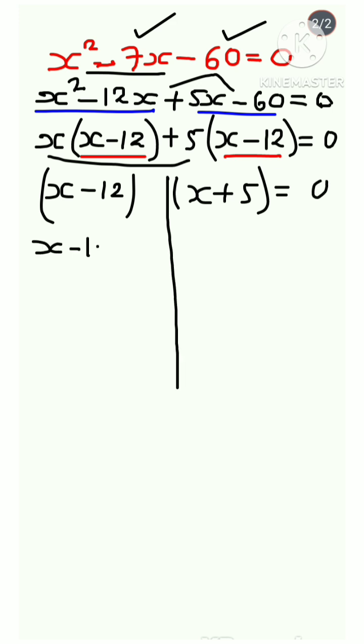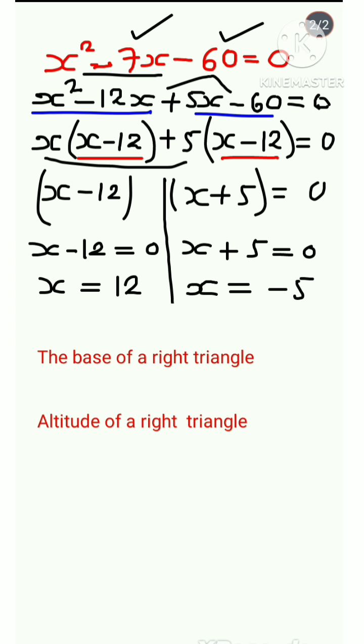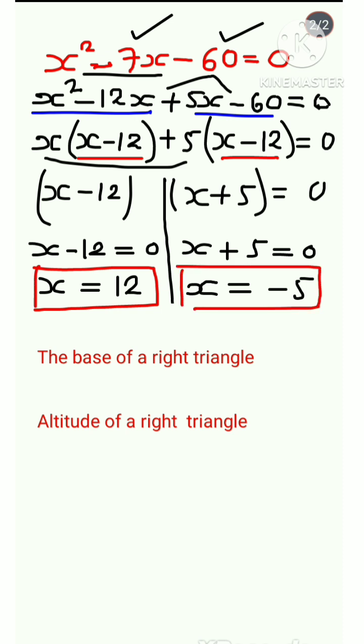Now x minus 12 equal to 0, then we obtain the first value of x, which will be 12. And here also x plus 5 equal to 0, then we obtain the second value of x, which is minus 5. In this way we have obtained two values of x. The first one is a positive value and the second one is a negative value, right?